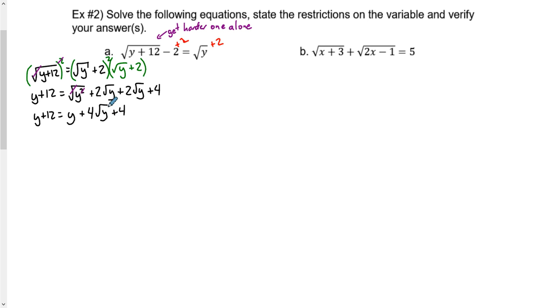Now the good news is here, we only have one radical left. There's just that 1 root y. So we're going to get it by itself now, which means subtracting a 4 and subtracting a y. Those y's cancel off, and we're just going to be left with 8. So 4 root y. Get the radical by itself, which means that we'd have to divide by 4. And then our lives are way easier. We square both sides, and y equals 4.